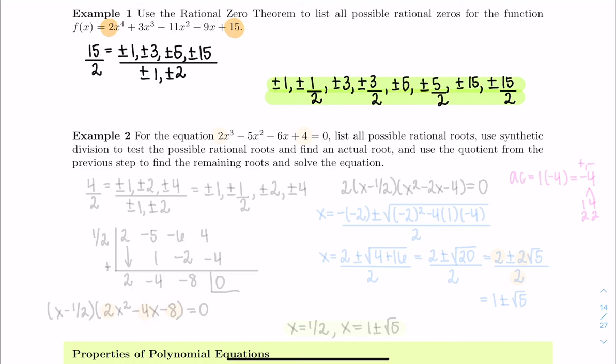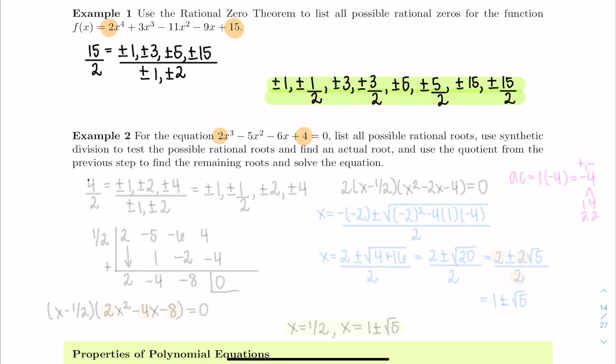So for example number 2, for the equation 2x cubed minus 5x squared minus 6x plus 4 equals 0, we want to list all the possible rational roots and then use synthetic division to test some of the possible rational roots and find an actual root. So narrow it down to find which one is actually a root. And then we're going to use the quotient to find the remaining roots and solve the equation. So the first thing we want to do is find the possible rational roots. And that's by looking at the constant term and the leading coefficient.